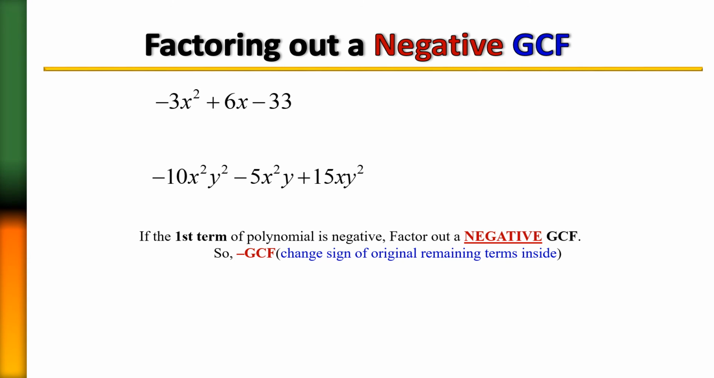So on the first example, notice that this trinomial, the leading term is negative 3x squared. Whenever it starts with a negative, you have to factor out a negative.